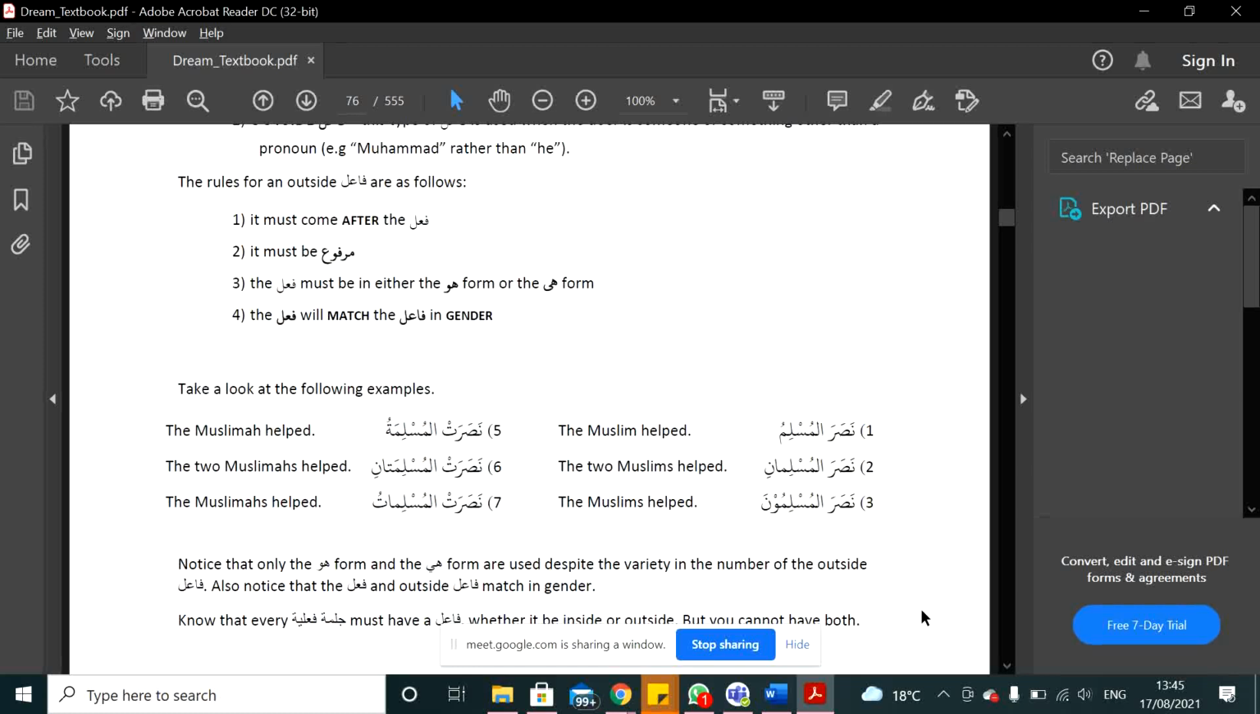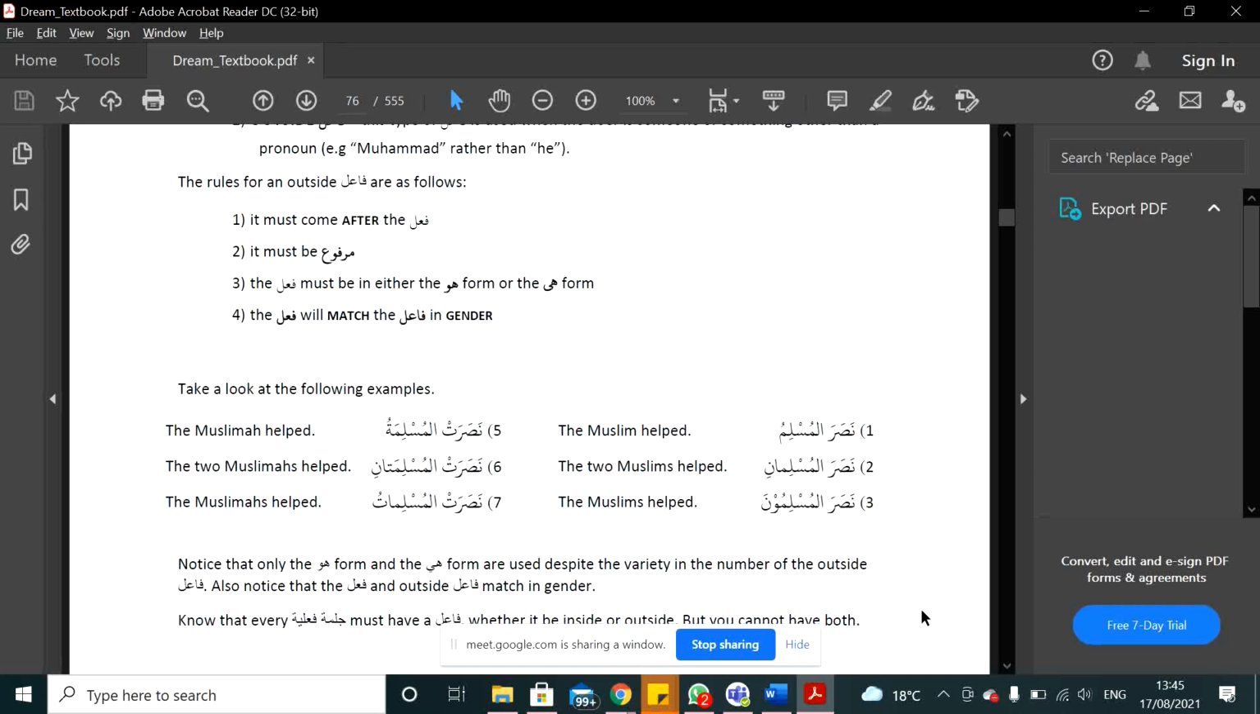But if we have Nasarat here, which is feminine, we cannot say Muslimu, it will be al-Muslimatu, because this is feminine. And we use the hiya form of the verb because it is feminine. So Nasarat Muslimatani, the two Muslimas helped. Nasarat al-Muslimatu means the Muslimas helped. So do you understand the concept?